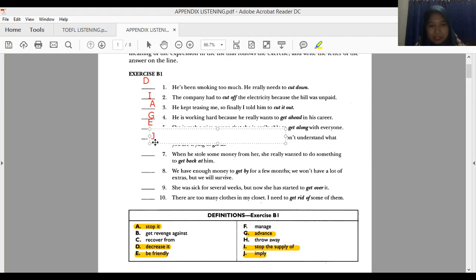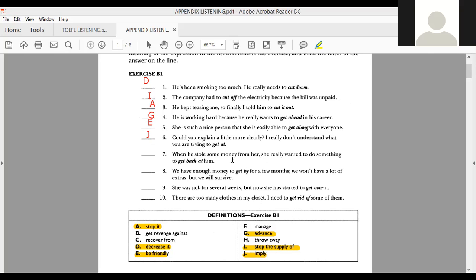Okay. 7, come back again to Miss Ainul. When he stole some money from her, she really wanted to do something to get back at him. Get back at him, Miss Ainul. Get revenge against. Bravo. It is.